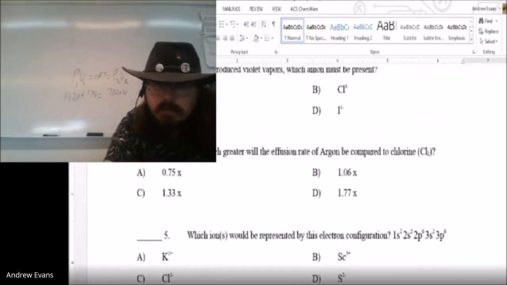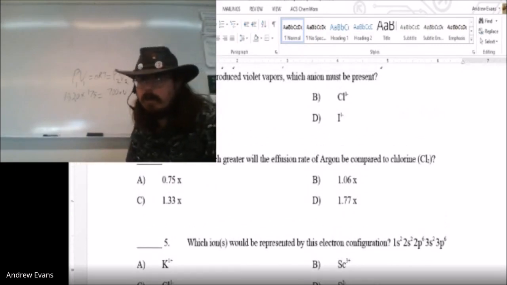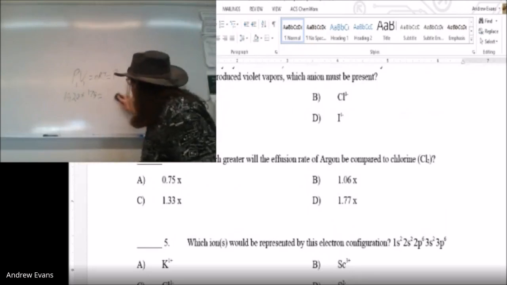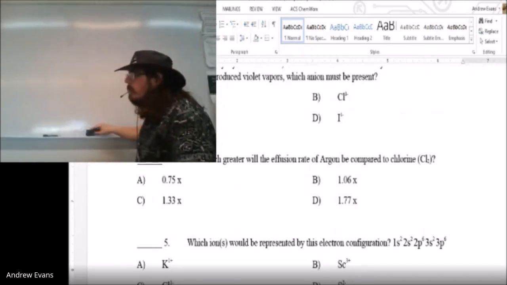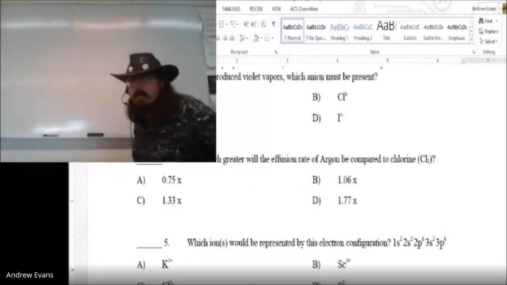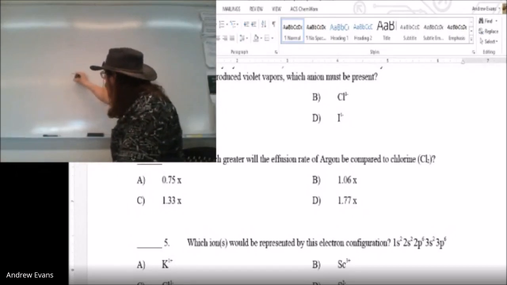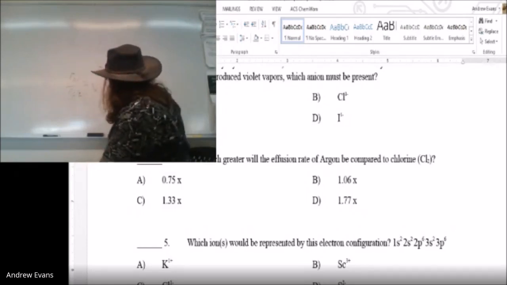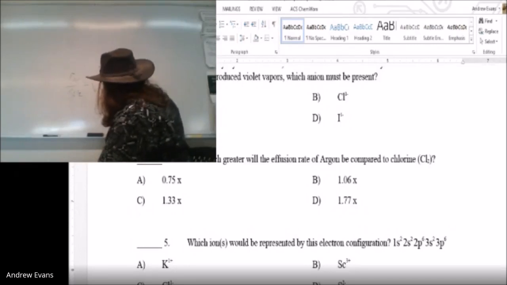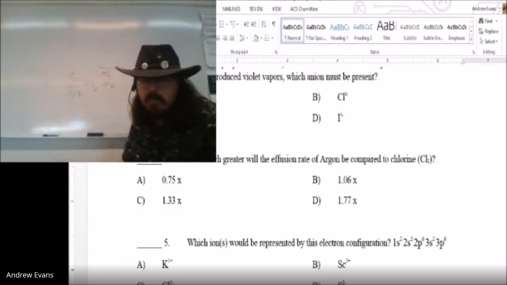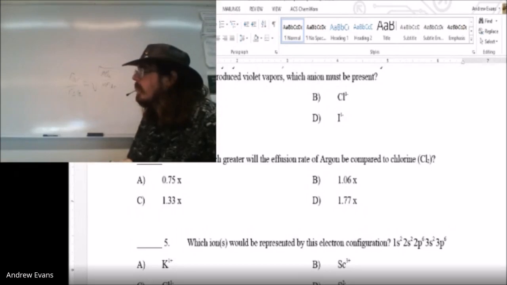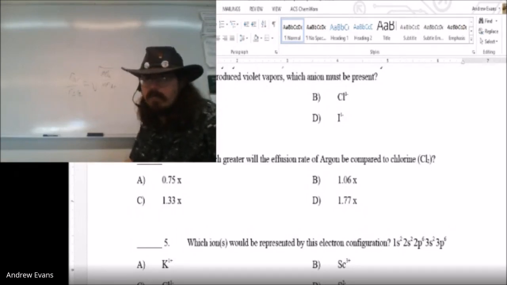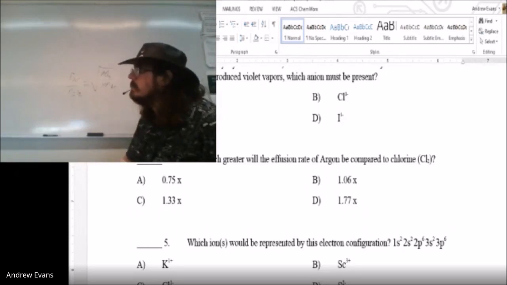Perfect, an effusion problem. What is the effusion rate of argon compared to chlorine? I tried to spell it out for them so they didn't make a stupid error of doing monoatomic chlorine. So effusion rate: rate of argon over rate of chlorine equals the square root of the molar mass of chlorine over the molar mass of argon. Now you should, by the name, be able to figure out that this will be a number greater than 1, because greater effusion means this number is going to be larger than 1. 1 means it's 100%. It's the same.